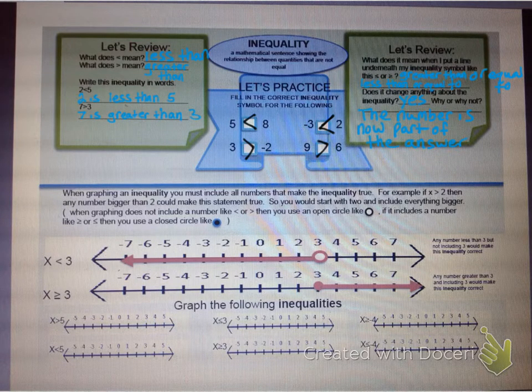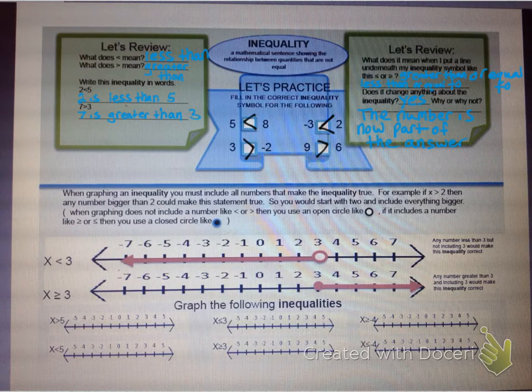We're going to shade to the left because I want any number that is less than 3. So 2, 1, 0, -4. All of those are less than 3. So since those numbers are less than 3, I'm going to go shade them into the left. My next one says x is greater than 3. So what I'm going to do is, what's greater than 3? Well, looking at my number line, 4, 5, 6, and 7 all are. So I'm going to go shade to the right.